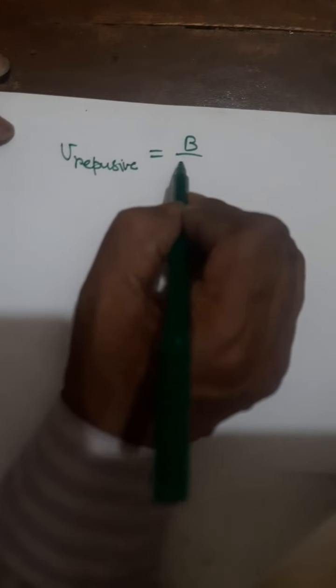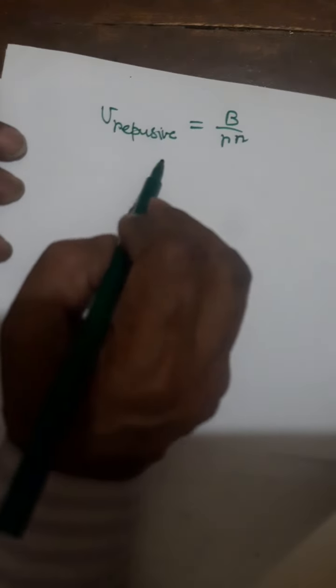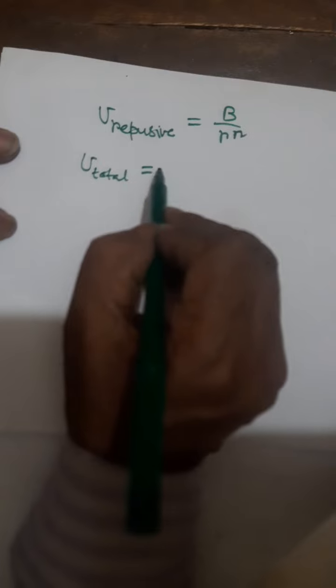The repulsive potential energy U repulsive equal to B by r to the power n. Therefore, the total energy U total equal to minus alpha e square divided by 4 pi epsilon naught r plus B by r to the power n.